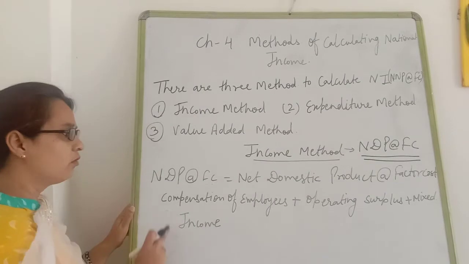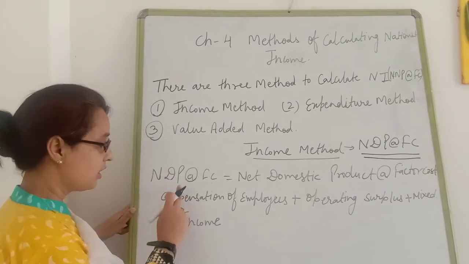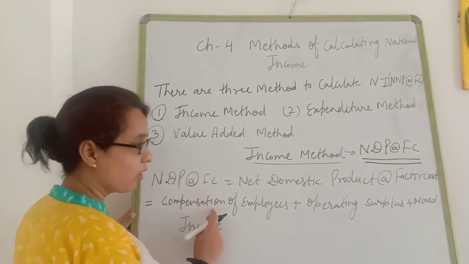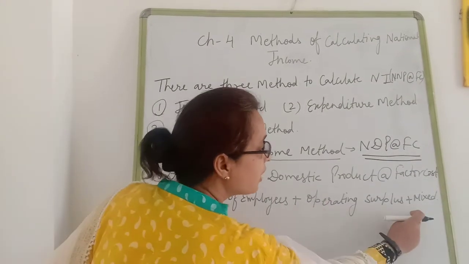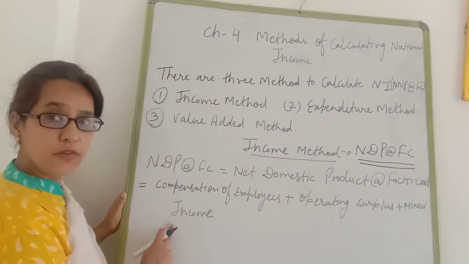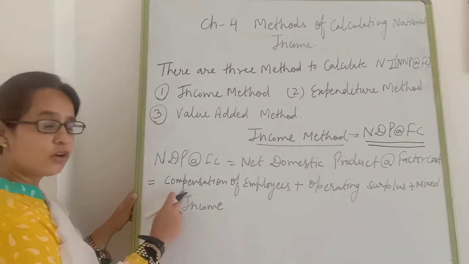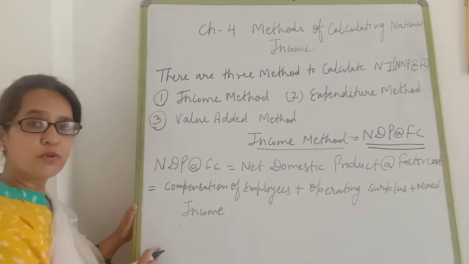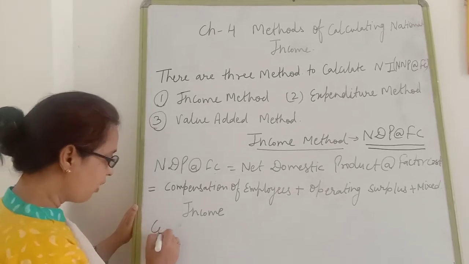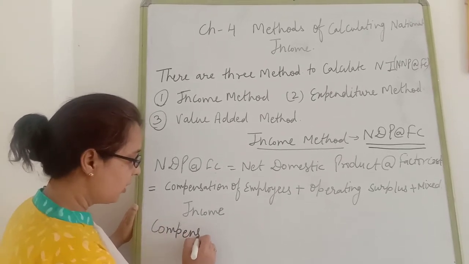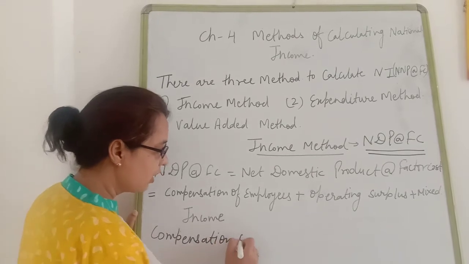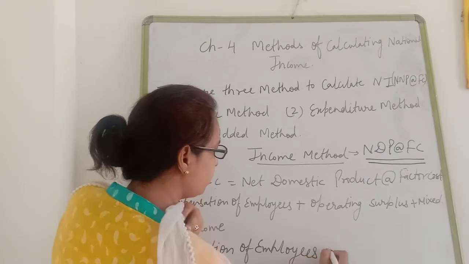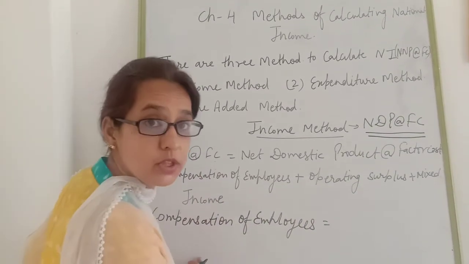Now, how to calculate NDP at FC? First of all, the formula: compensation of employees plus operating surplus plus mixed income. If in your question compensation of employees is given, then use it as it is. Otherwise, we have to calculate. What is the formula of compensation of employees? In short form, we use the word COE.